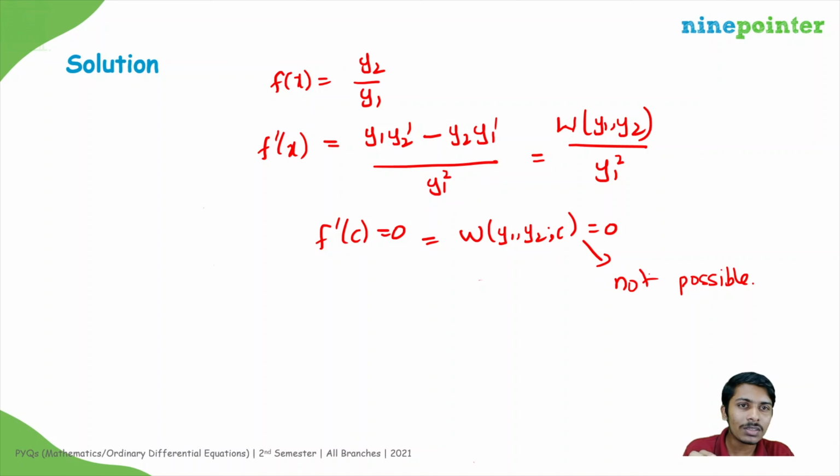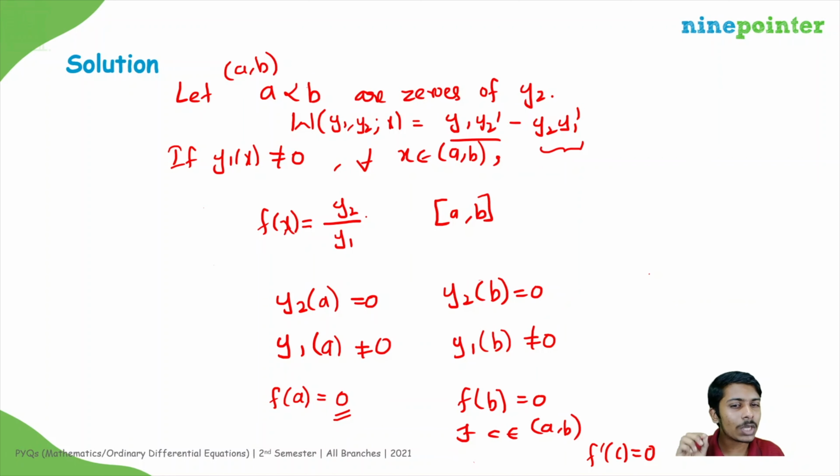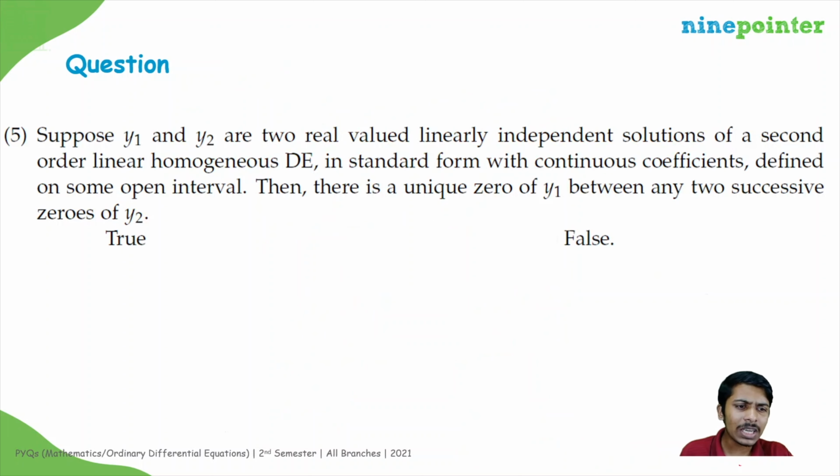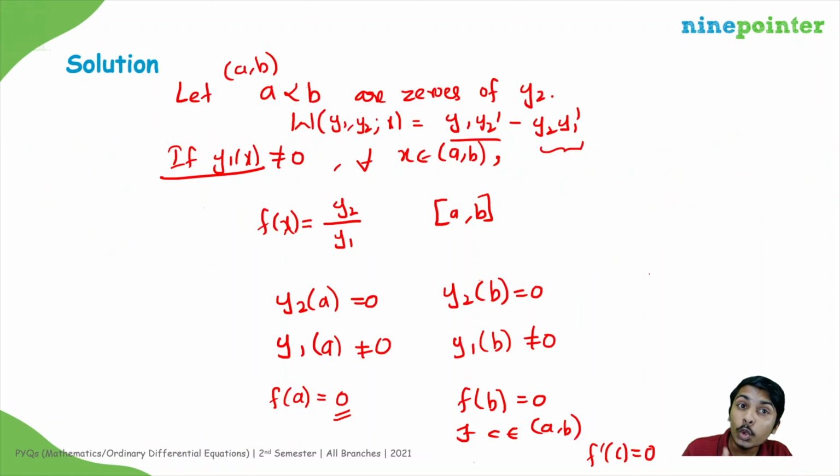So we have got a result which is not possible. Why? Because our assumption was wrong. What was our assumption? That y1 is non-vanishing on the open interval ab. This was our assumption which went wrong. So that means there must be some zero of y1 between a and b. But in the claim in the question, they say that there is a unique zero. Now we have proved there will be some zero, but now we have to again prove that it will be unique.